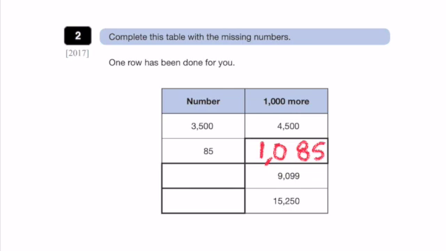Okay, so you're adding 1,000. But for this one, you've already got the number and you need to subtract 1,000. So 9,099. If we subtract 1,000, that will be 8,099. And then look at this, 15,250. If we subtract 1,000, it will be 14,250.